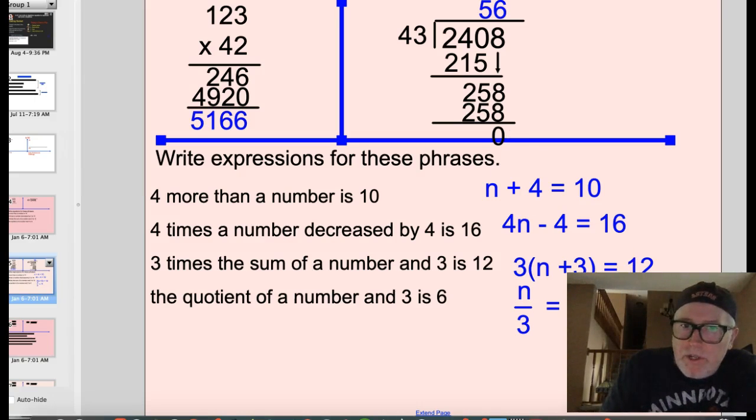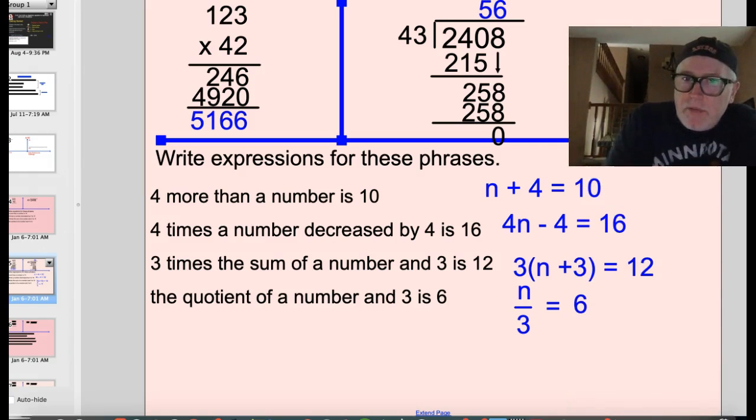These ones down here, 4 more than the number is 10. That'd be n plus 4 equals 10. 4 times the number decreased by 4 is 16. There's the 4n minus 4 equals 16. 3 times the sum of a number and 3. There's that parentheses. So it's 3 times (n plus 3) equals 12.